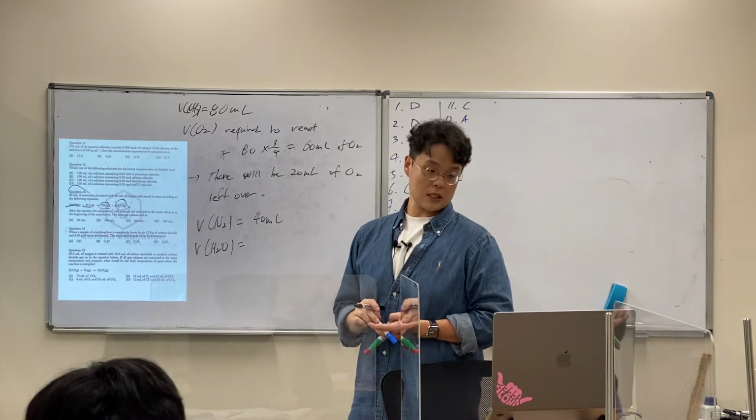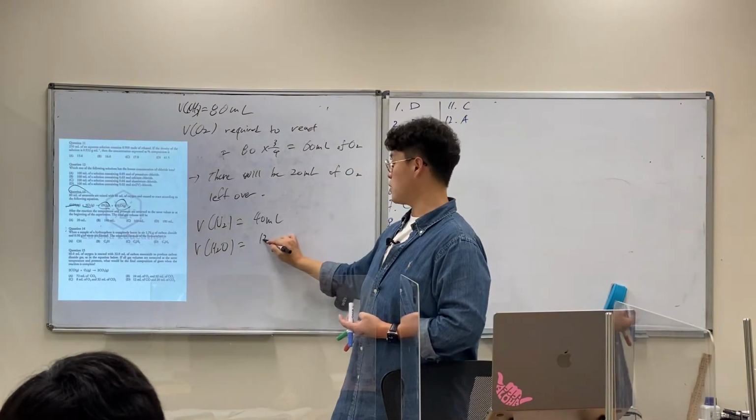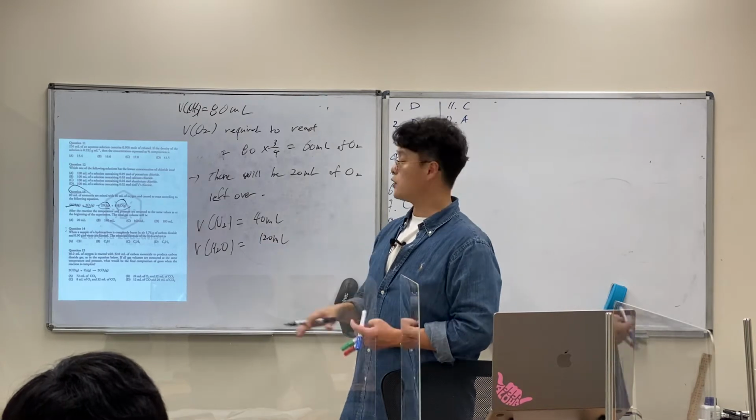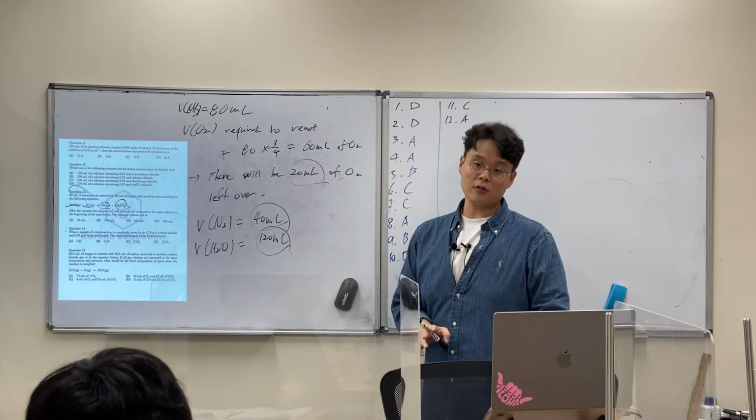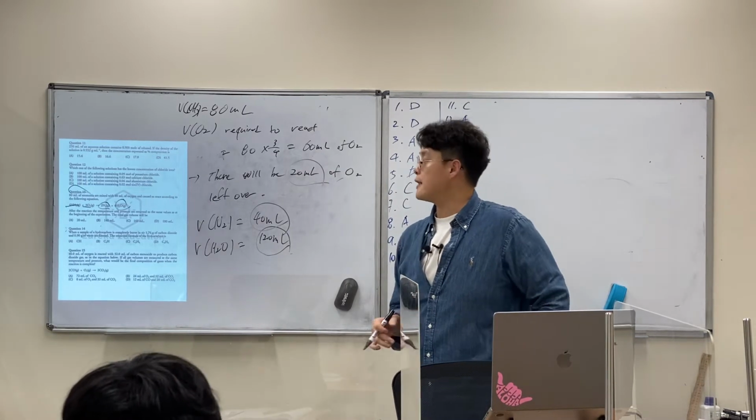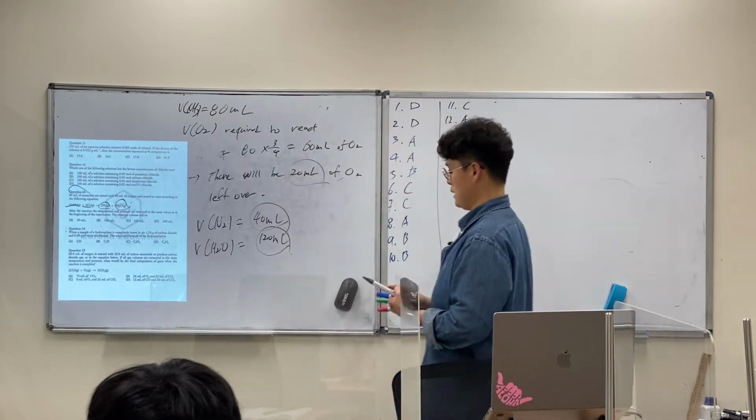It's 4 to 6, 120. Very good. So adding up all the 120, 40, and the 20 mL, which is the leftover oxygen, you would get 180. So the answer is D.